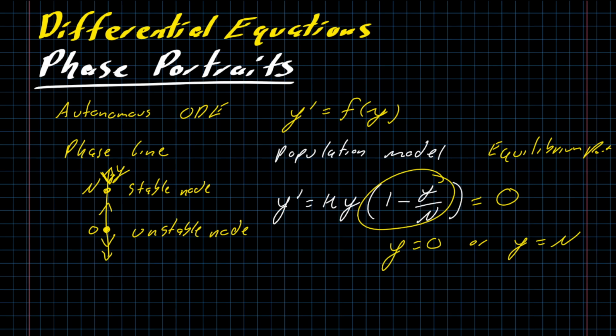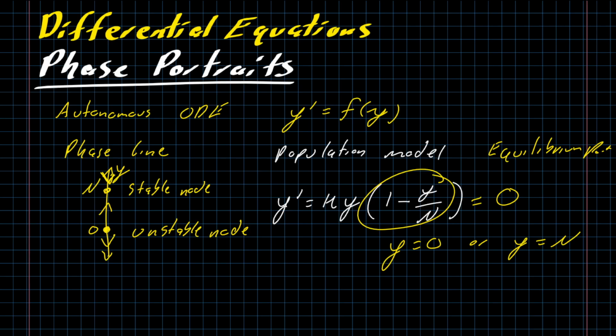We could then classify those equilibrium points as a stable node, where the population wants to be there. If it's higher, it will decrease. If it's lower, it will increase. And an unstable node, where the population really doesn't want to be there. If the population is 0, it's not going anywhere.